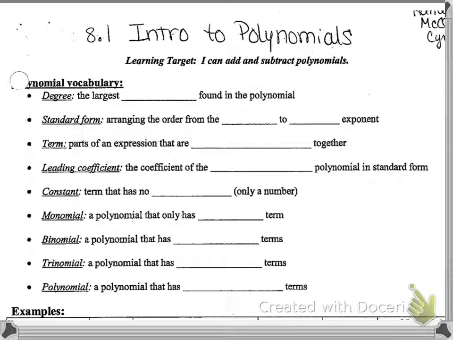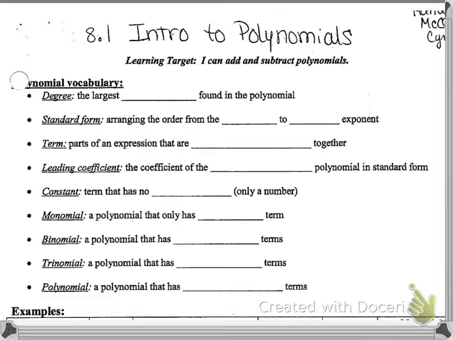Hello everyone, it's Miss Hanley, and we're going to talk today about polynomials. We worked with monomials, and now we want to introduce what we can do with polynomials. So we have to break them down first, and then we'll begin discussing how to add and subtract them.